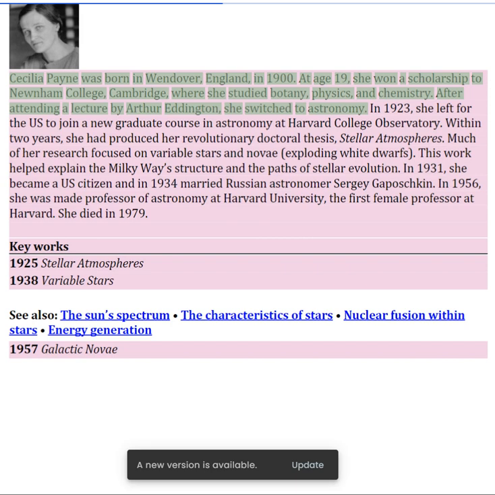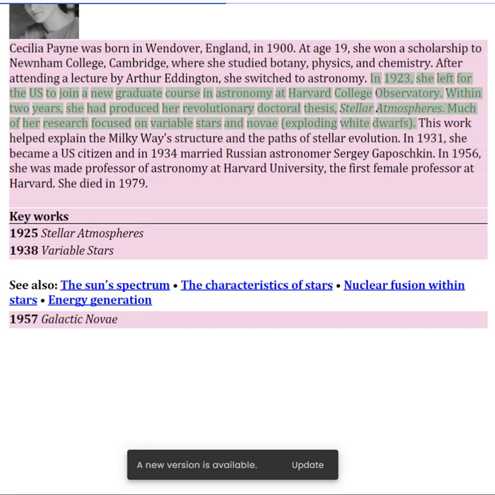Cecilia Payne was born in Wendover, England, in 1900. At age 19, she won a scholarship to Newnham College, Cambridge, where she studied botany, physics, and chemistry. After attending a lecture by Arthur Eddington, she switched to astronomy. In 1923, she left for the U.S. to join a new graduate course in astronomy at Harvard College Observatory. Within 2 years, she had produced her revolutionary doctoral thesis, Stellar Atmospheres.